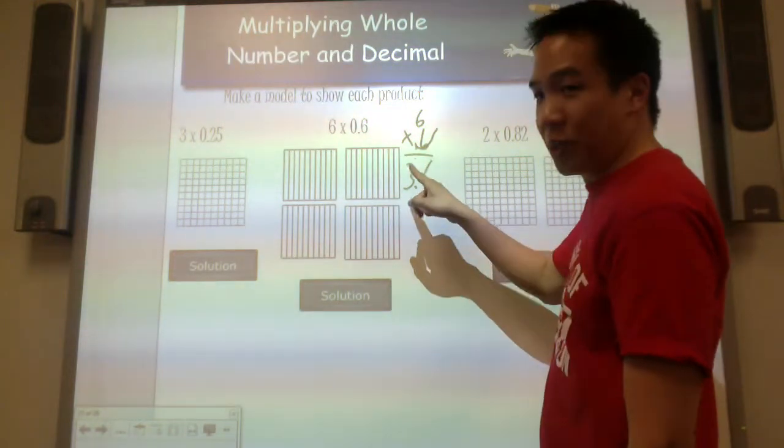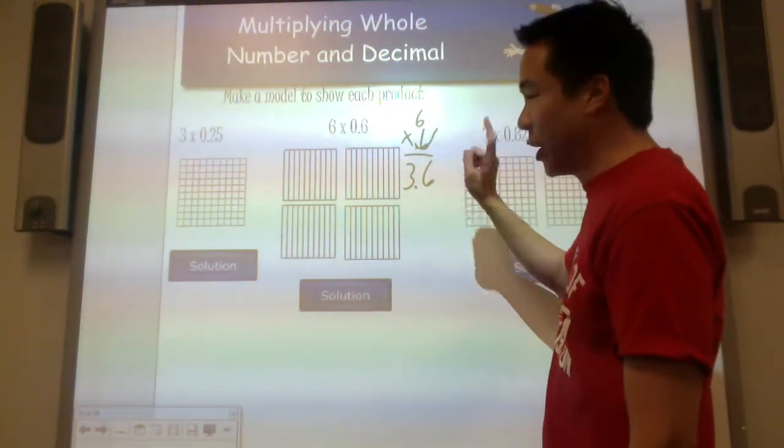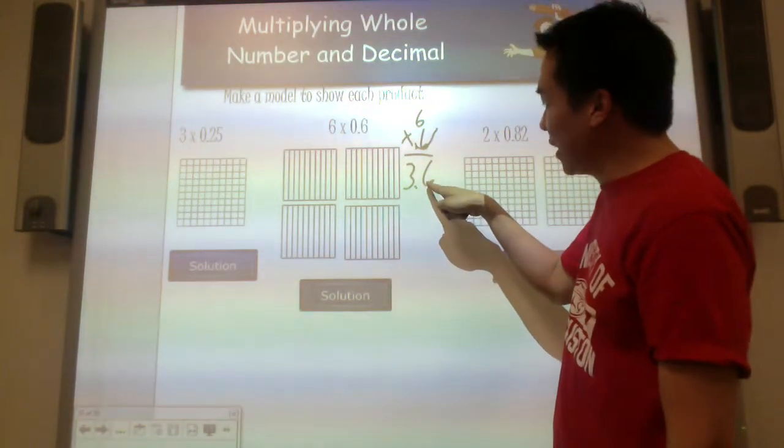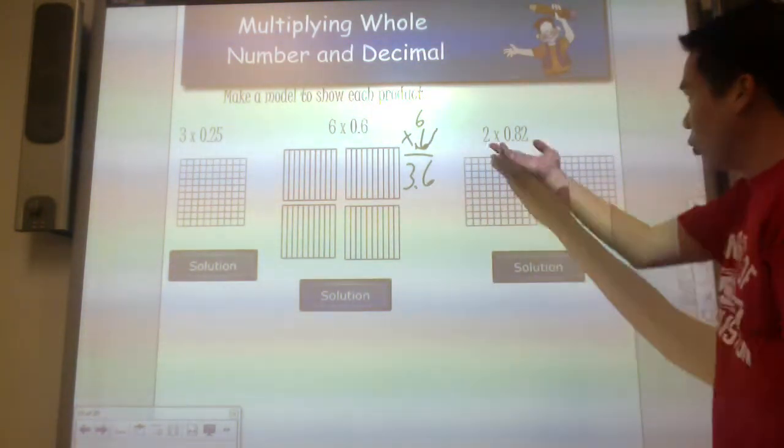Or you can do it this way. How many numbers are behind the decimal point? 1 number, 1 digit. In your answer, do you have 1 digit behind the decimal point? I do.